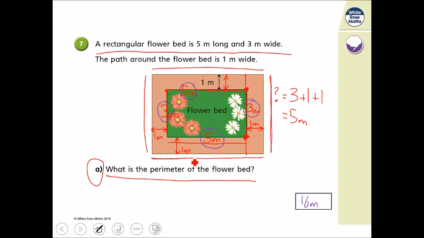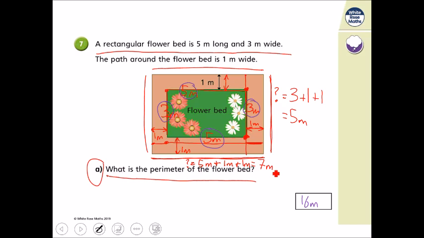The distance along the bottom, we know the flower bed is 5 meters wide, and then this distance along here on the outside, that is 1 meter, and then this distance from here to here is also 1 meter, so therefore 5 plus 1 plus 1 is 7 meters.